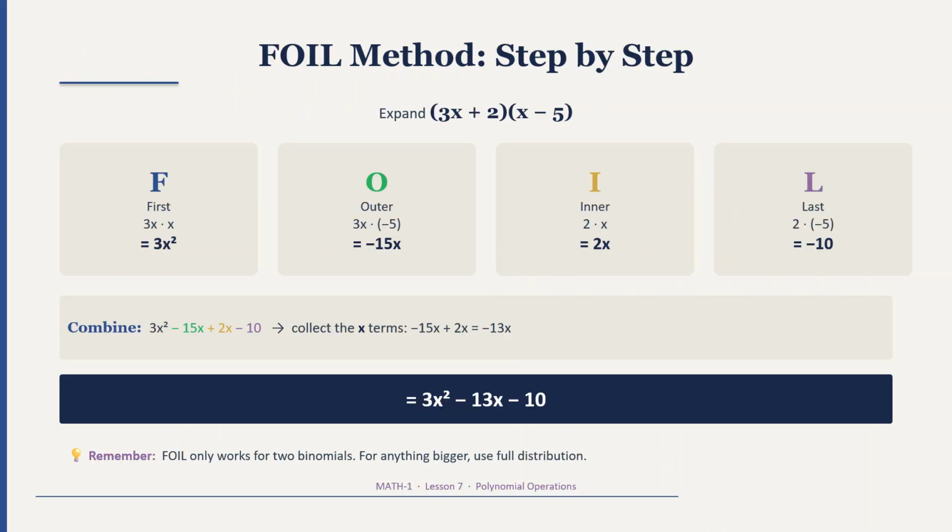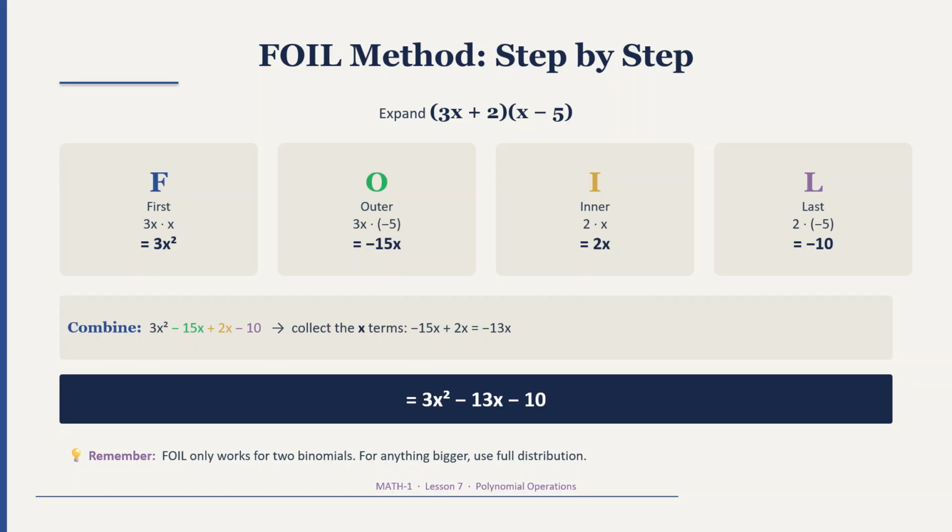Let us break down the first, outer, inner, last method step by step using the example 3x plus 2 times x minus 5. First means multiply the first terms of each binomial. 3x times x equals 3x squared. Outer means multiply the outer pair. 3x times negative 5 equals negative 15x.